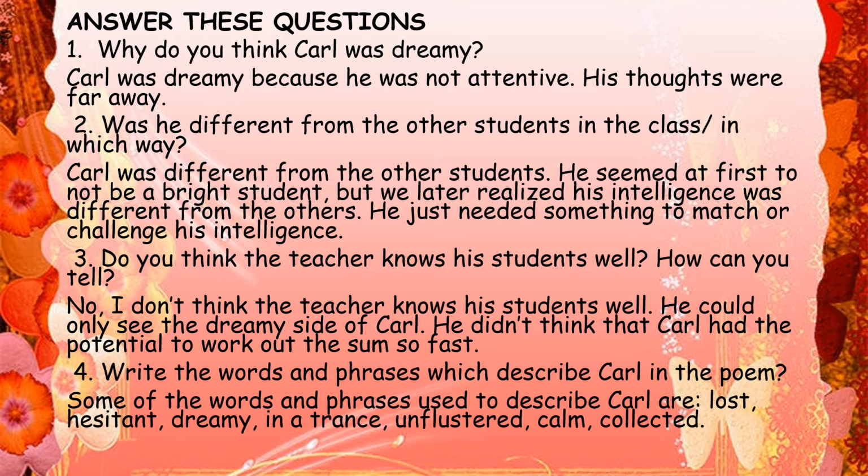Fourth one, write the words and phrases which describe Carl in the poem. So from the poem, the words are taken. Some of the words and phrases used to describe Carl are lost, hesitant, dreamy, in a trance, unflustered, calm, collected. All these words are about Carl.